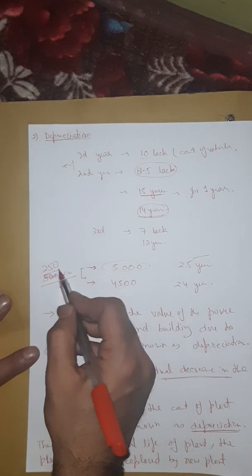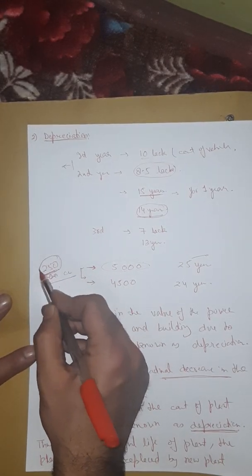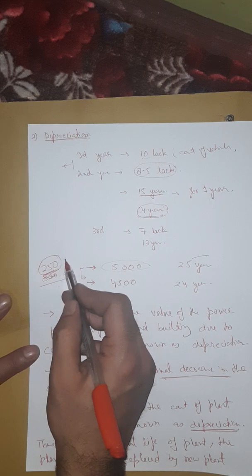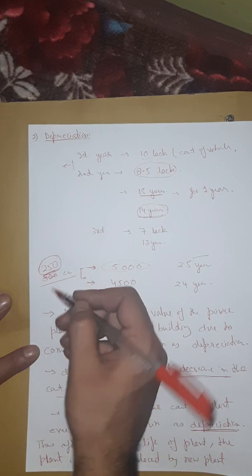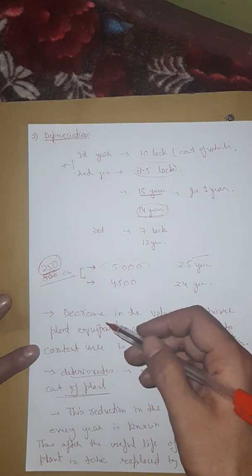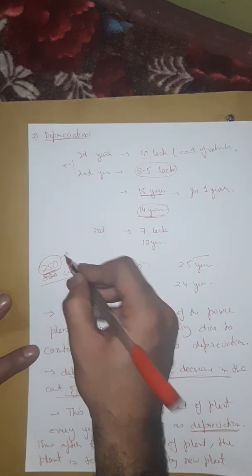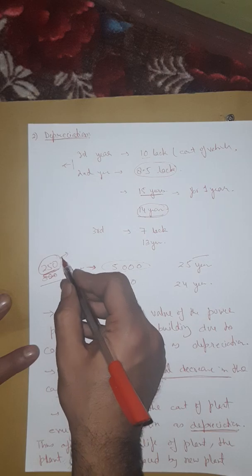So what we do, a stable amount of money is to be set aside every year, like here I told you 250 crore, so that by the time the plant is taken off, the collected amount by way of depreciation equals the replacement cost of the plant.